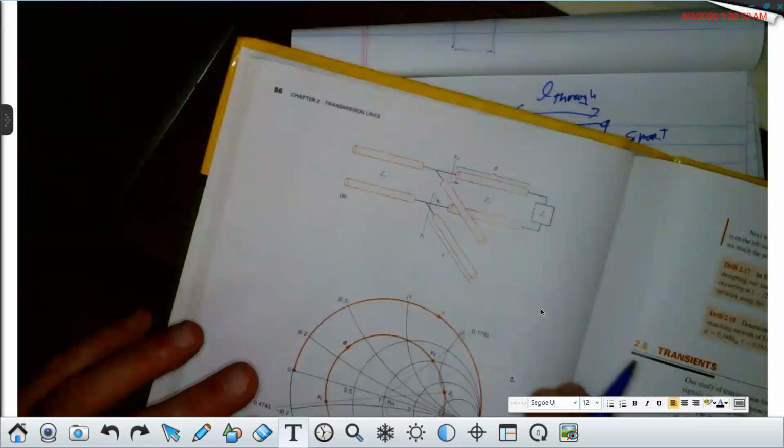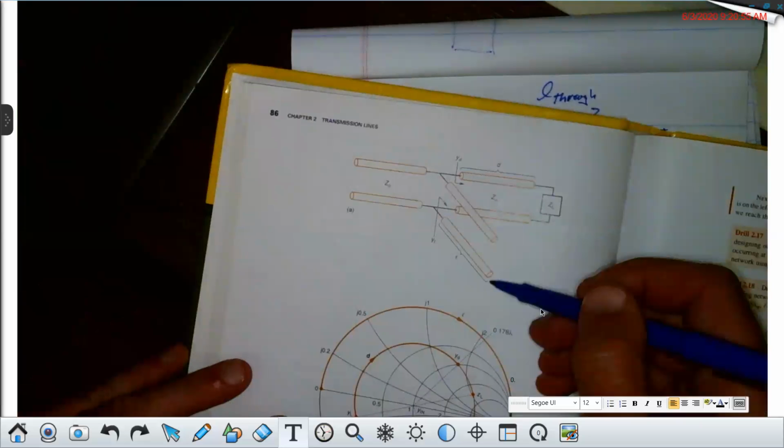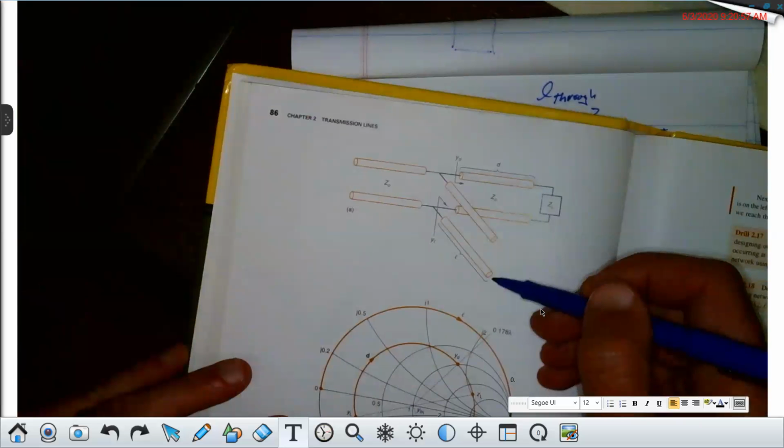So this is, by the way, what he's showing you here on page 86. Okay. On page 86, this is an open stub tuner. All right. Opens aren't usually used.